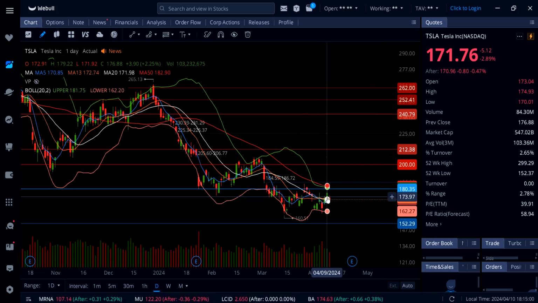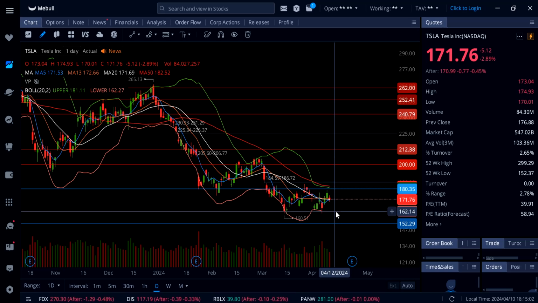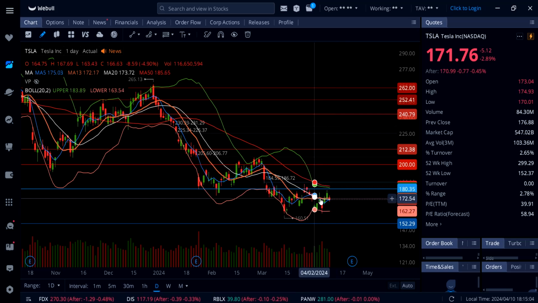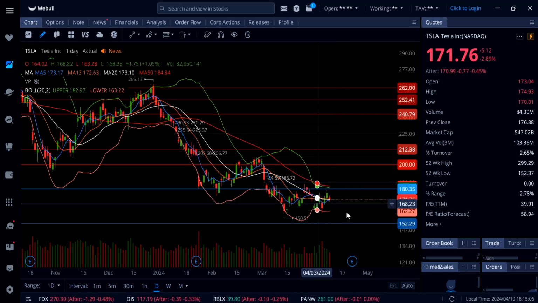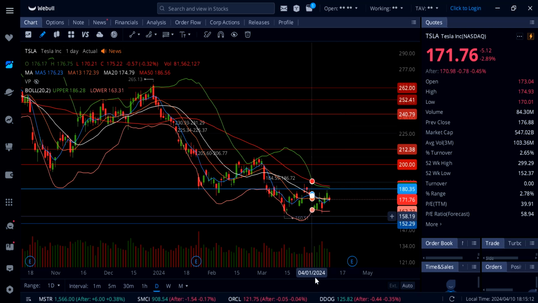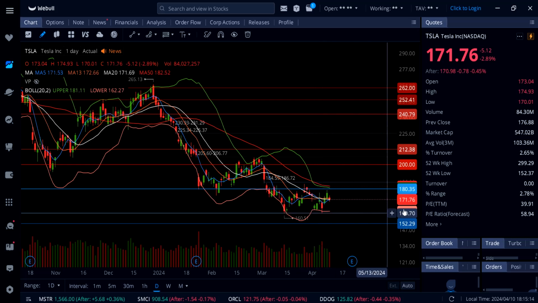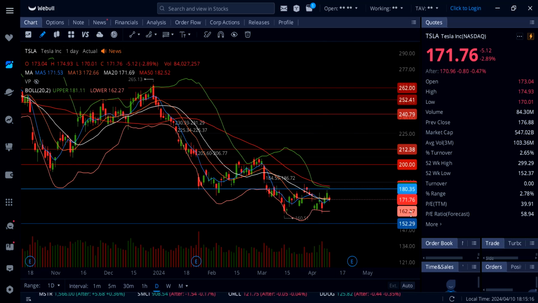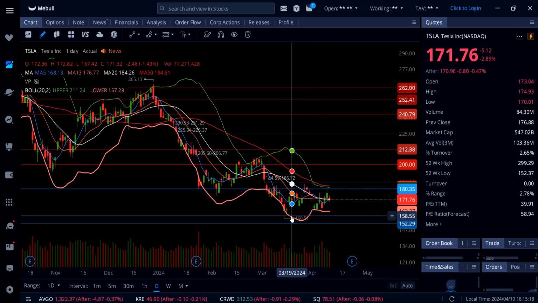If Tesla can hold right here, then watch out for a move back up to 180, and once we get over 180, then I will talk about any more upside in the short term on Tesla. Until then, watch the support right here, and then 165, 162.27, 160.